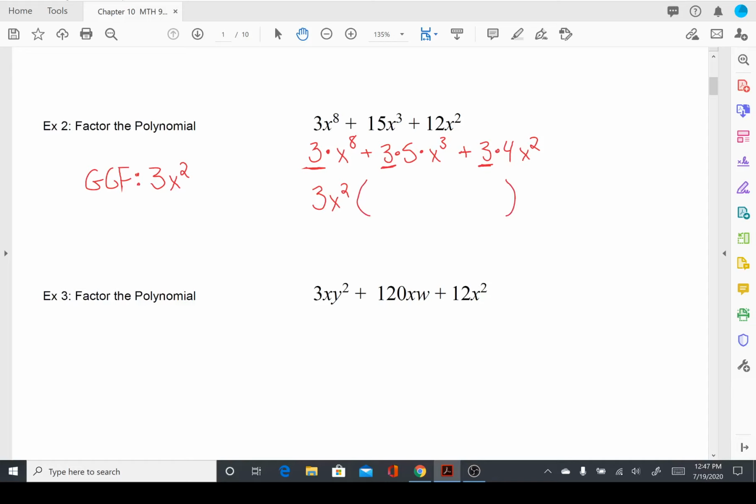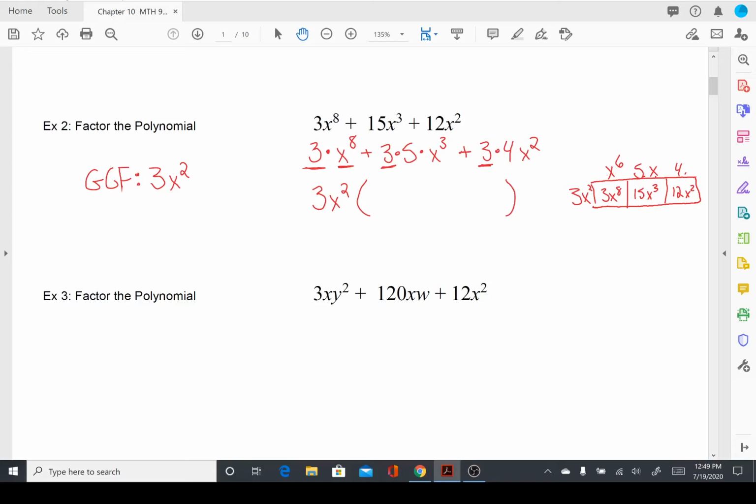And I'm going to visualize it as an area box model as well, because that might be a way that really works for some folks. So 3x squared was taken out. So what is needed in order to make 3x to the 8th? 6 more x's, so x to the 6th. 3 times what makes 15? That's the 5. We have 2 x's, we need 1 more x. Then 3 times what makes 12? 4. And we don't need any x's with that one.